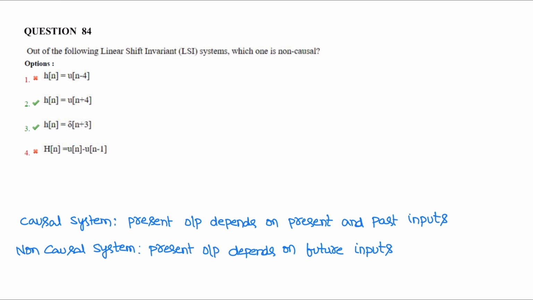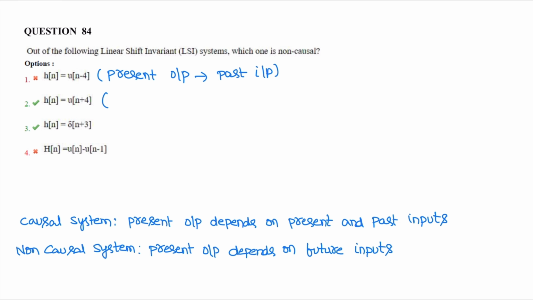Question number 84. To find which of the systems are LTI systems, non-causal LTI systems. So h of n is u of n minus 4. Here present output depends on past input. Put n as 0. H of 0 is u of minus 4. So present output depends on past input minus 4.